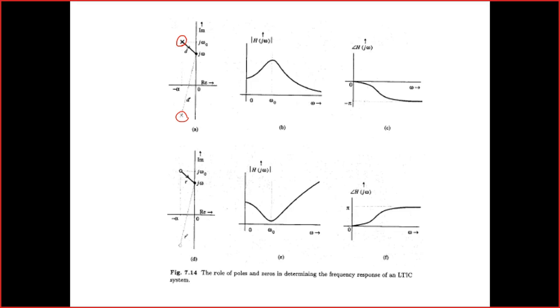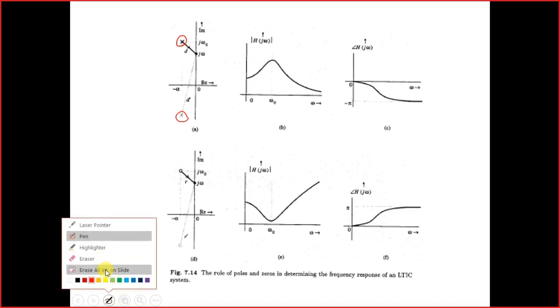So the poles and the zeros appear in conjugate form. Okay. So they appear in pairs. So these pairs are conjugate to each other. Okay.